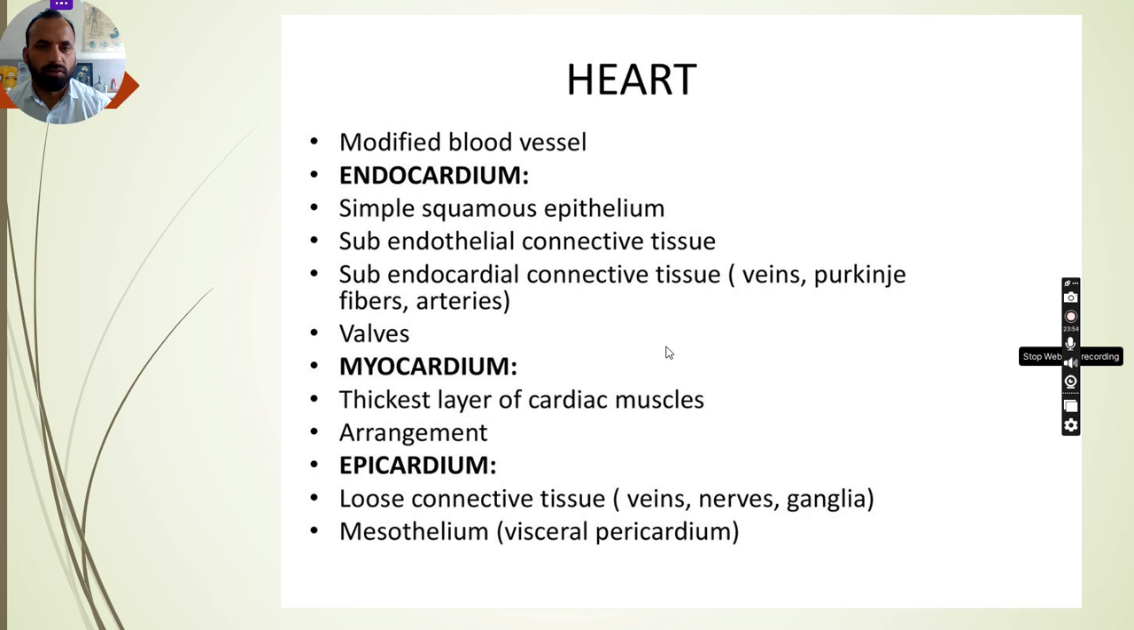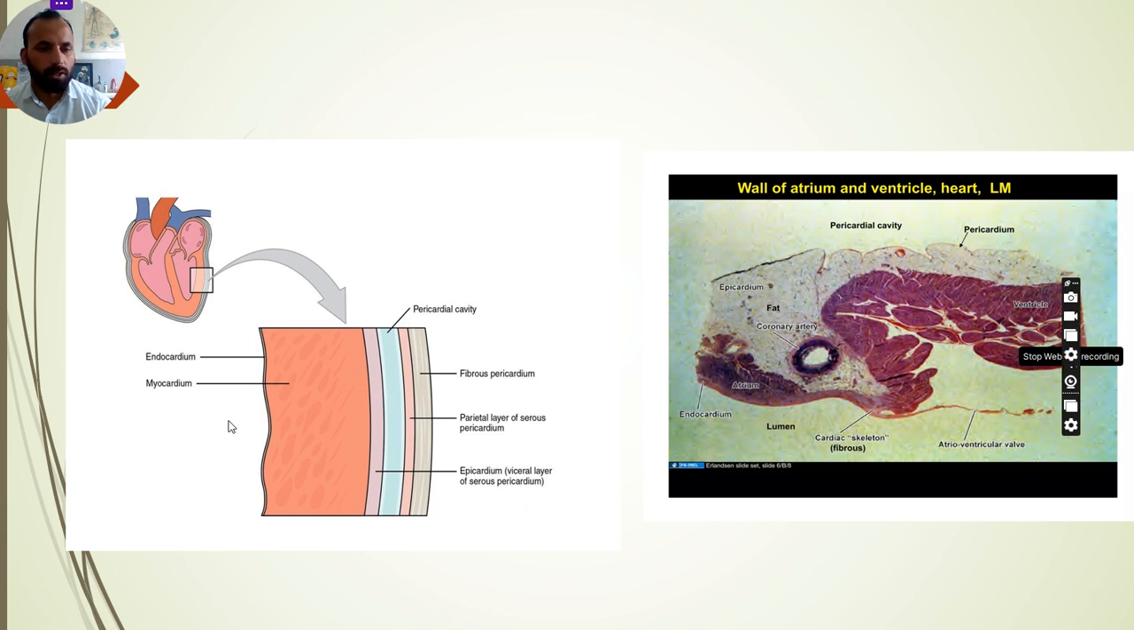These are some of the histological features: endocardium has simple squamous epithelium; myocardium is the thickest layer of cardiac muscle; epicardium is a loose connective tissue. This is the diagrammatic representation from interior to outside. This is endocardium, then the thicker myocardium. Then there is the pericardial cavity, because the pericardium itself is divided into fibrous pericardium and serous pericardium. The serous has two layers: the parietal layer and the visceral layer. The visceral layer is attached to the myocardium, and the parietal layer is attached to the fibrous pericardium.